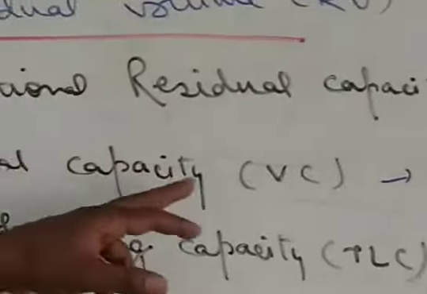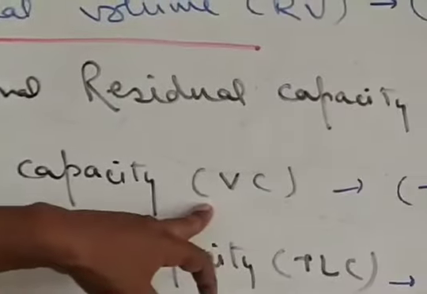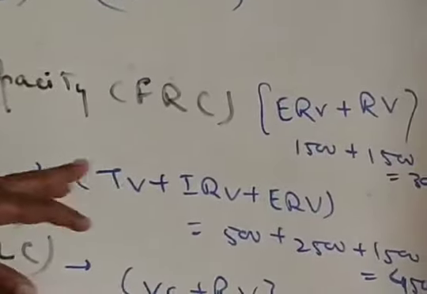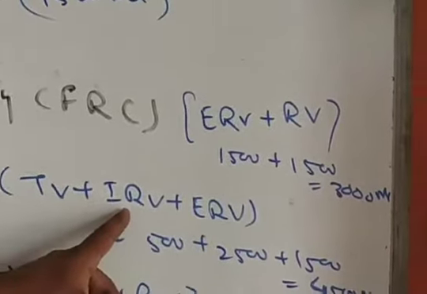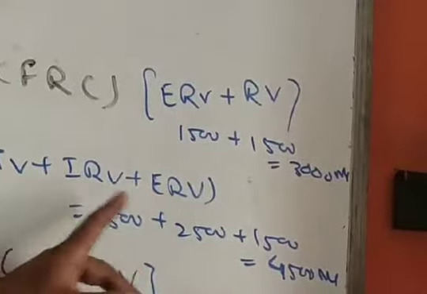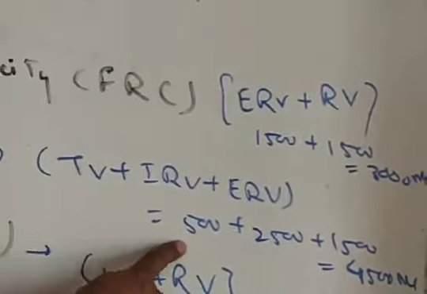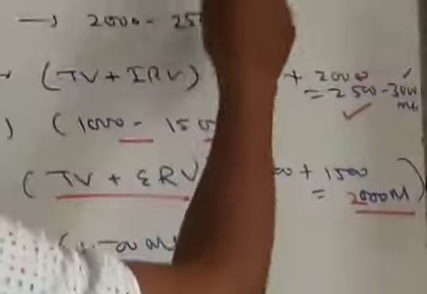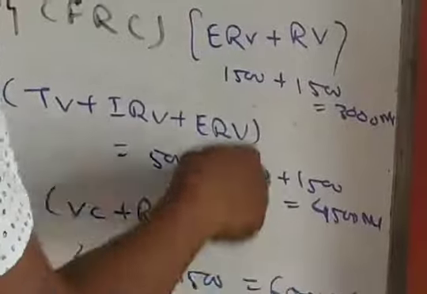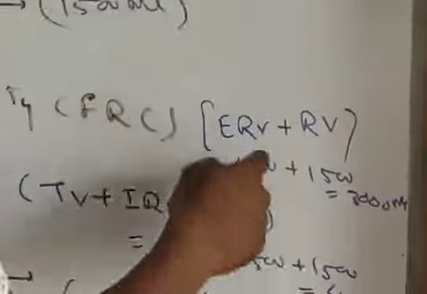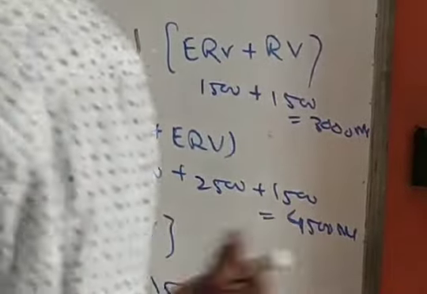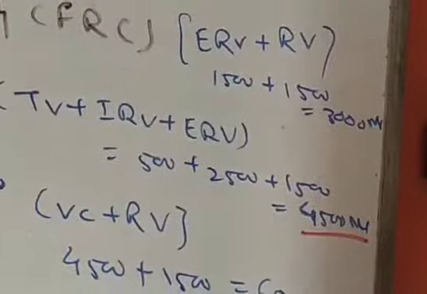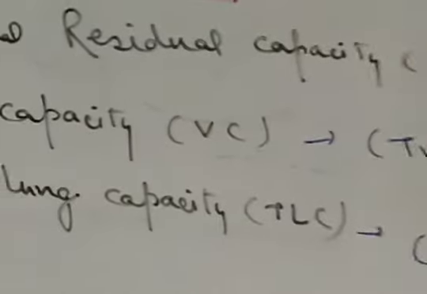The next term is vital capacity, also called VC. It is the sum of three terms, that is tidal volume, inspiratory reserve volume and expiratory reserve volume. The value of TV is 500 ml. Here we can see that the maximum value for IRV is 2500 ml and for ERV the maximum value is 1500 ml. When we add them, we get 4500 ml as the value of vital capacity.